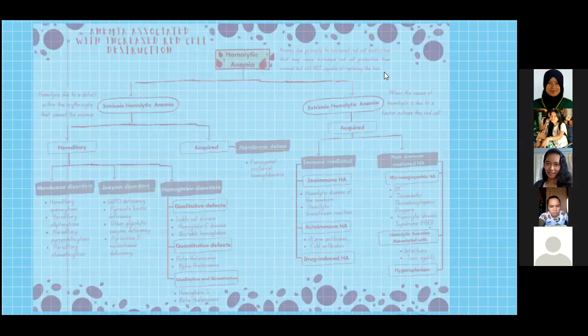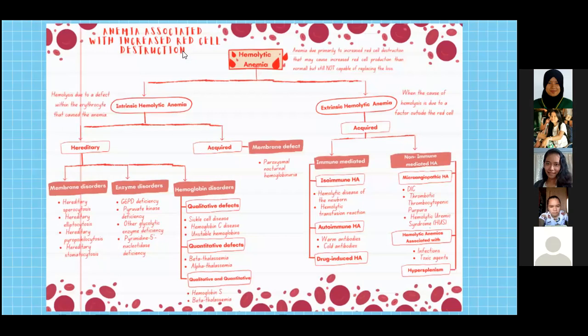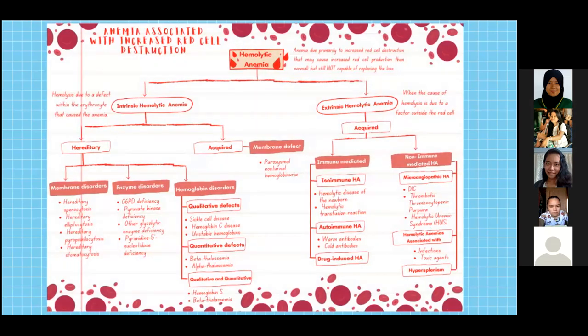And again, to sum up, the general term for the anemia that is associated with increased red cell destruction, take note, is hemolytic anemia. So when we have a hemolytic anemia, there is increased red cell destruction. And if we have increased red cell destruction, our body would compensate through the bone marrow. In order to compensate for that loss of red blood cells, our bone marrow will accelerate its RBC production, and we can finally call it hemolytic anemia.